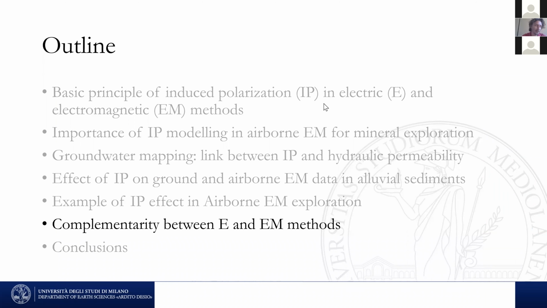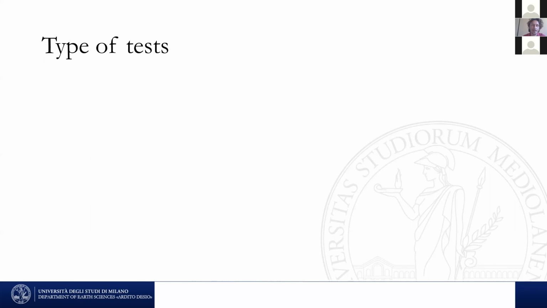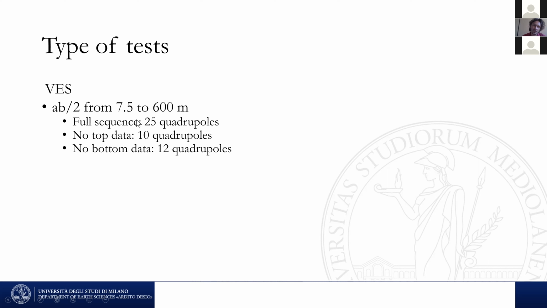We finish with the last topic of this presentation, really briefly, and it's about the complementarity between electrical and electromagnetic methods. So I'm going to show you a synthetic example, and the idea is to take together a VES, a vertical electrical sounding, with electrode spacing AB/2 that goes from, let's say, 1 meter to 600 meters. A sequence of 25 parapods. So this is our full sequence where we have all the data of the sequence.